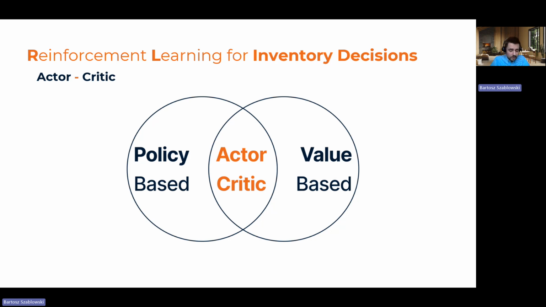Okay, and here we have actor-critic, which combines these two approaches. On one side, we have the actor, which is the policy-based part that suggests which action to take. On the other side, we have the critic, which is the value-based part that evaluates how good the current state is. Thanks to this, the actor no longer learns only from the entire episode or the effect of the entire episode.